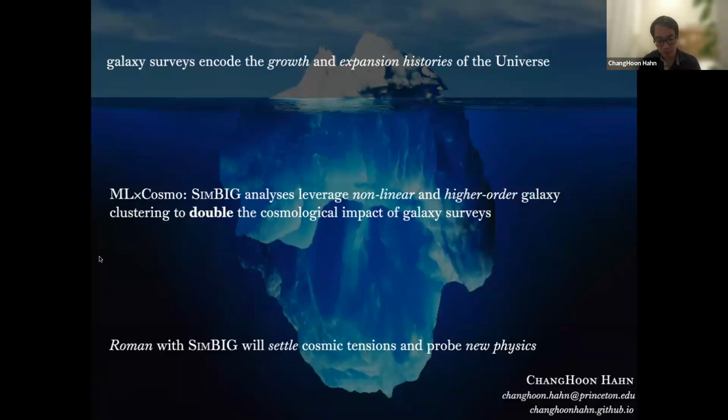And in the case of SDSS, we demonstrated that we can really double the cosmological impact of galaxy surveys by doing so. And I think it is a really exciting time for galaxy clustering in general, with not just the current ongoing surveys, but also with Roman on the horizon, which will really allow us to measure these cosmological parameters all across cosmic history and enable us to probe new physics in the coming years.